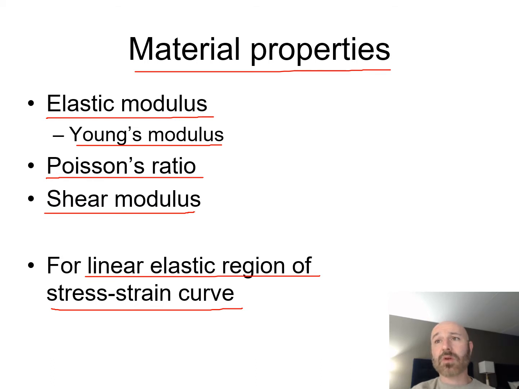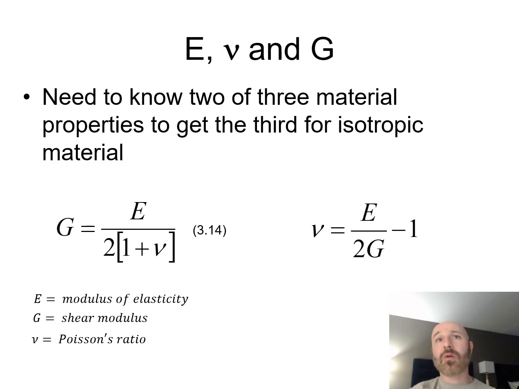So let's take a look at each one of these here. If we want to talk about our elastic modulus, Poisson's ratio, and our shear modulus right here, our modulus of rigidity as it is also known, what we need to do is use equation 3.14 in our textbook right here. And this relates all three of these together.